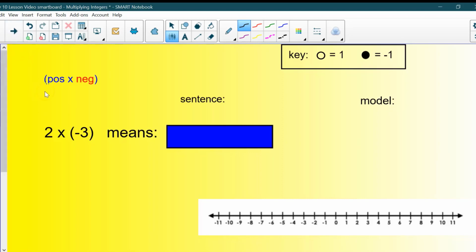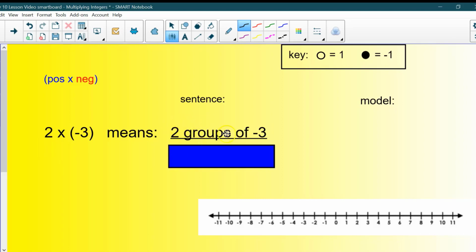So here's our example. Notice we're using the same basic numbers, 2 and 3, but now it's 2 times negative 3. Whereas before when we had 2 times positive 3, it meant 2 groups of 3. What do you think this one means? Right, 2 groups of negative 3. So make sure you are writing this in your notes. 2 groups of negative 3. Now what will that look like with models?